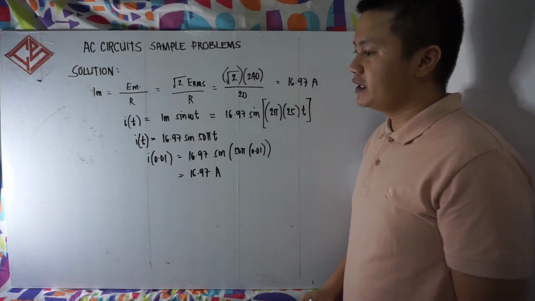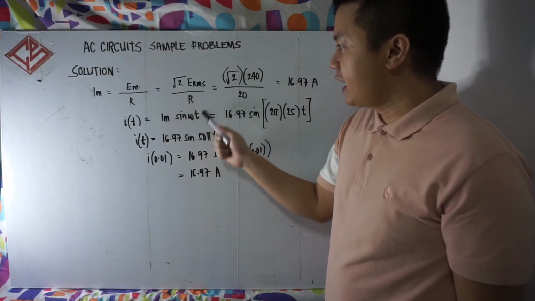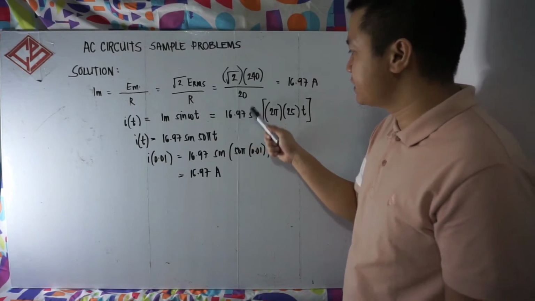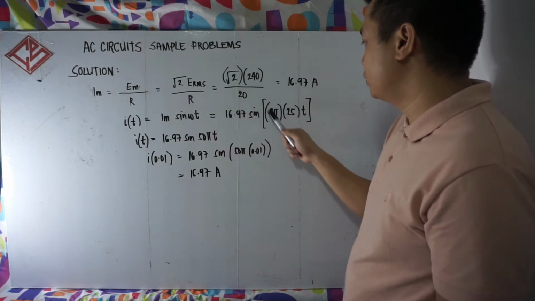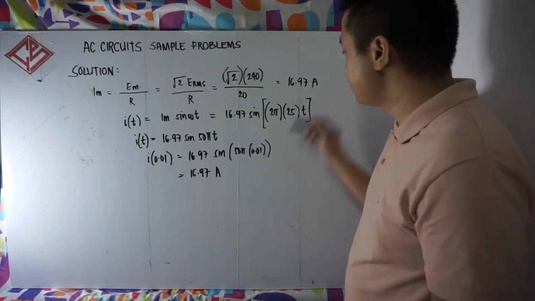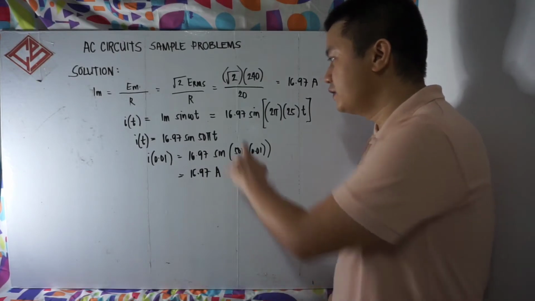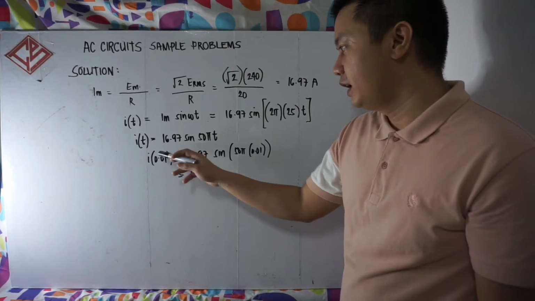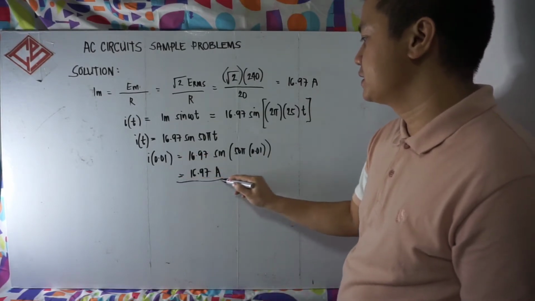Now we're asked to find the instantaneous current at 0.01 seconds. We know that i of t is equal to Im sine omega t. Therefore, this is 16.97 sine omega t, where omega is 2 pi f. So 2 pi times 25 hertz times the time. So this is i of t equal to 16.97 sine 50 pi t. And therefore, you will get i of 0.01, that is 16.97 amperes.